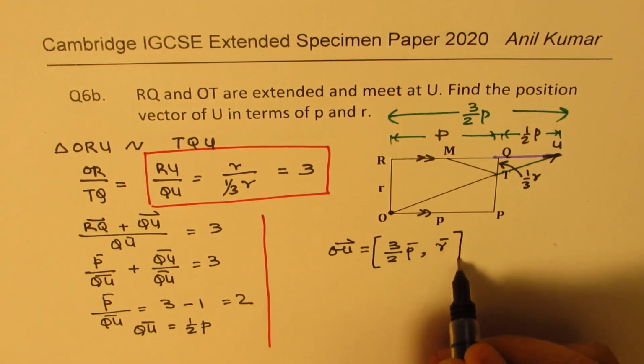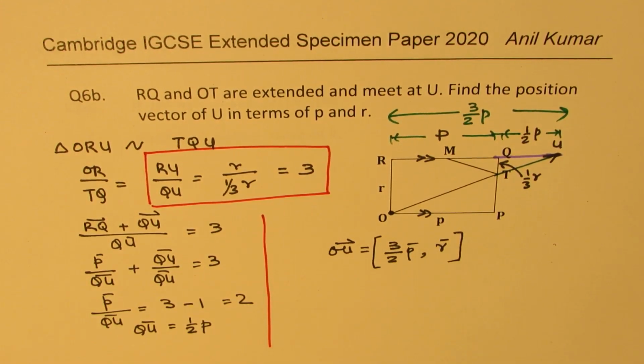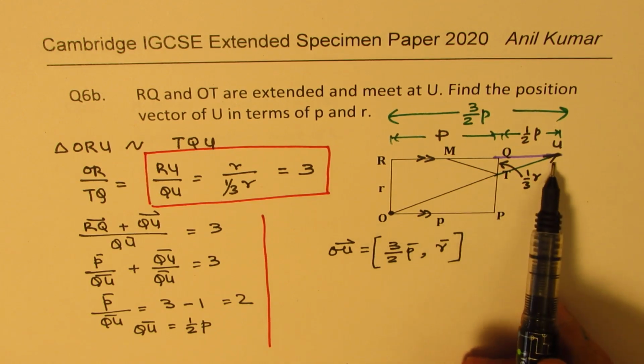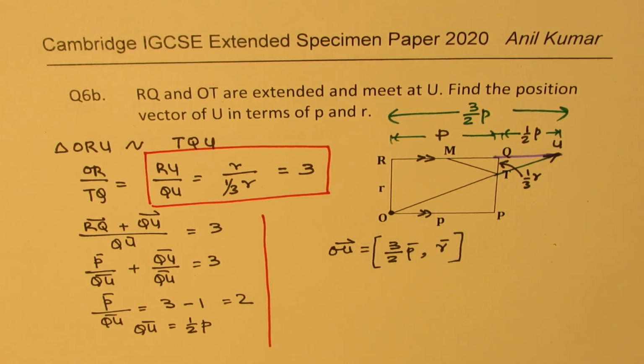Correct? So that becomes your position vector for U. Is that clear? So I hope that is how we will be doing it. Now let's do part C of this question.